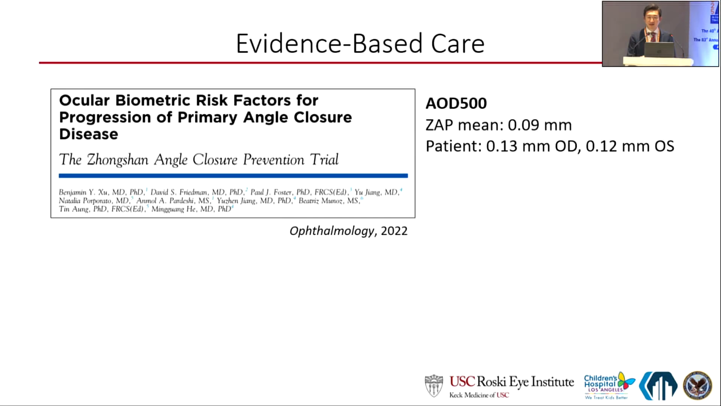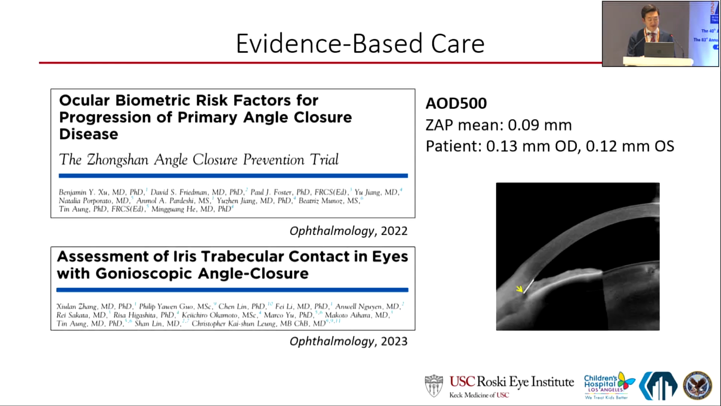So how do we apply this in our evidence-based care? Well, in the ZAP trial, the mean AOD measurement was 0.09. So around half of the participants had an AOD greater than this. And what we know is that our patient has an AOD that exceeds this mean, which means that in terms of angle width, they're in the wider half of the cohort. So this would imply that the patient is at relatively low risk for PACS eyes.